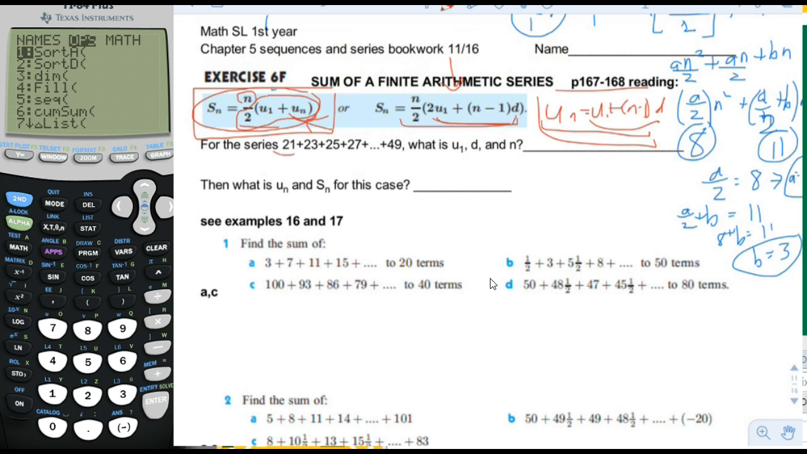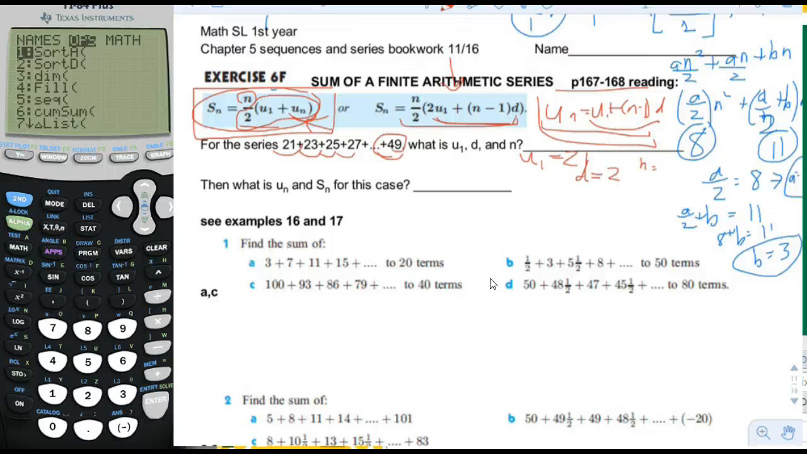Okay, for the series 21 plus 23 plus 25, etc., all the way to 49, what is U1, D, and N? Well, U1 is obviously the first term, so that's 21. D is obviously the step, which is 2. N. Now, N is kind of hard, right? Because this is not a short sequence, so we need to figure out what number term that is.